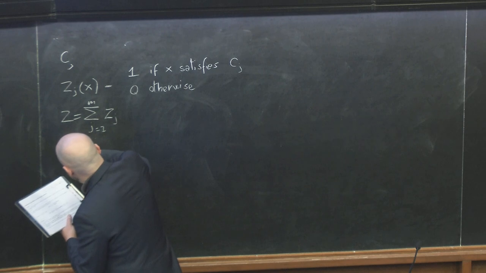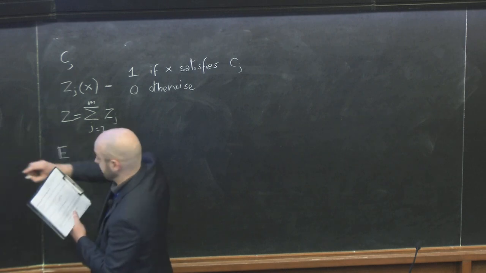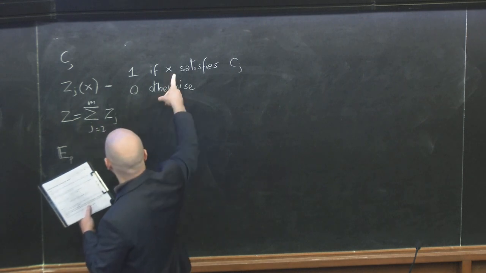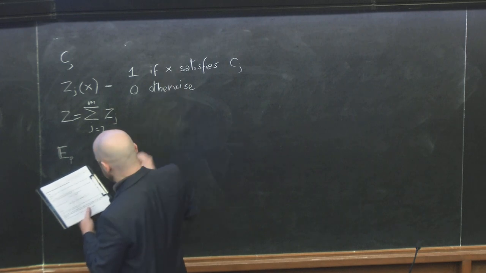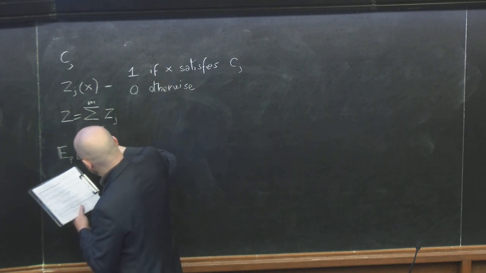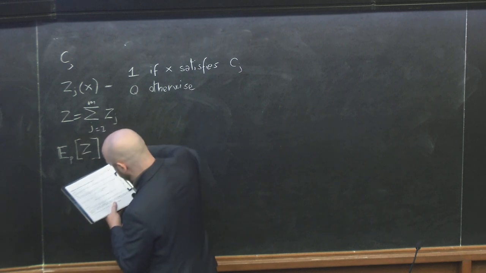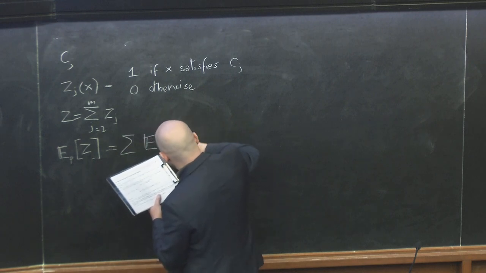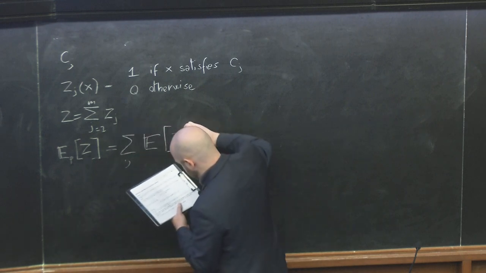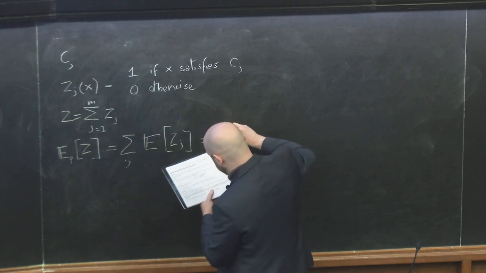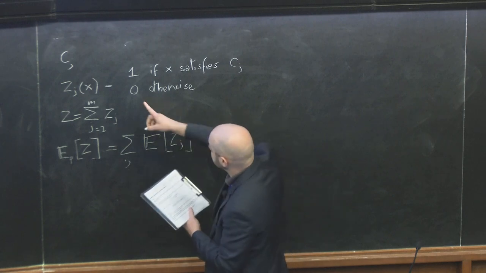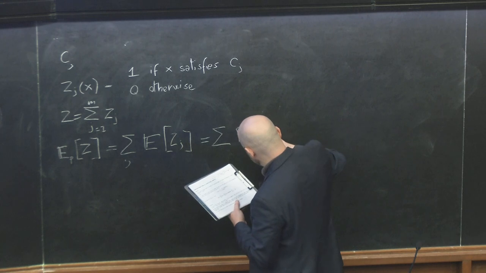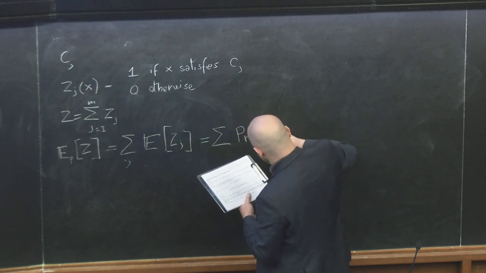Now, the expectation of this, which is the expected number of satisfied clauses taken over, let's say, a uniform probability over all possible assignments of this random variable, by linearity, you can take the expectation inside the sum over J. This is, due to its binary nature, equivalent to the probability that CJ is satisfied.